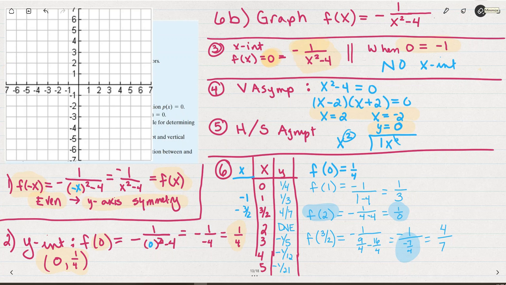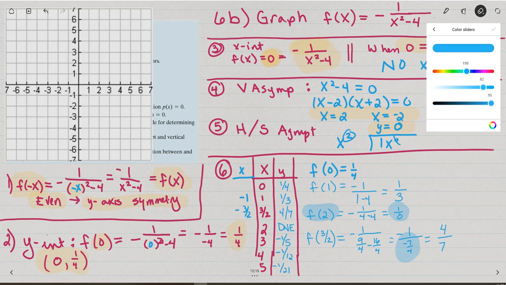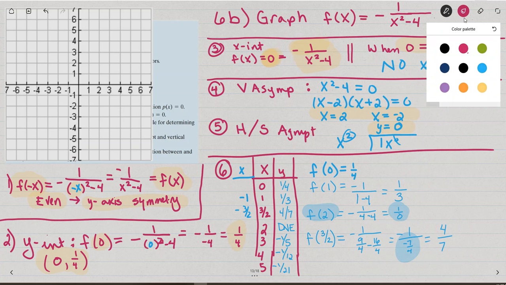Here's what the graph is going to start to look like. It's a little bit different than the other graphs we had. We could start by plotting these points that we've found, because that's going to help guide us. When x is 0, y is 1/4.